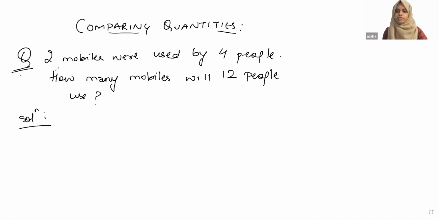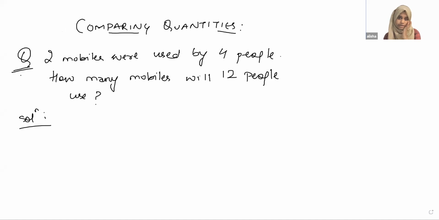Okay, see, how do we write these statements? We write the basic information first, which is given by the question, okay? So what is the basic information we are getting from the question? 2 mobiles were used by 4 people, right? The question is telling us how many people were using how many mobiles, right or wrong? Right, ma'am. So can I write it in this way that 2 mobiles were used by 4 people?